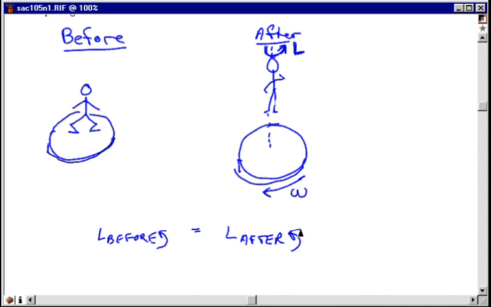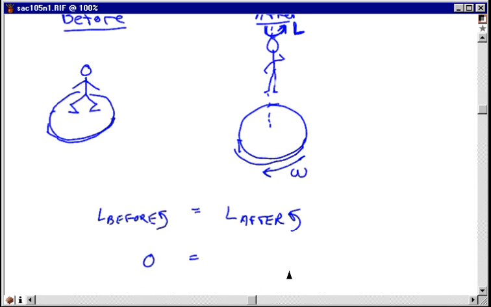So the total counterclockwise angular momentum as viewed from above in the before picture has got to be equal to the total counterclockwise angular momentum as viewed from above in the after picture. Over here, by inspection, it's 0. Nothing's spinning, no angular momentum. Here, we've got a combination of the angular momentum of the man, counterclockwise, plus the angular momentum of the disk, counterclockwise. We've got to work on this a little bit because the disk is actually spinning clockwise as viewed from above.